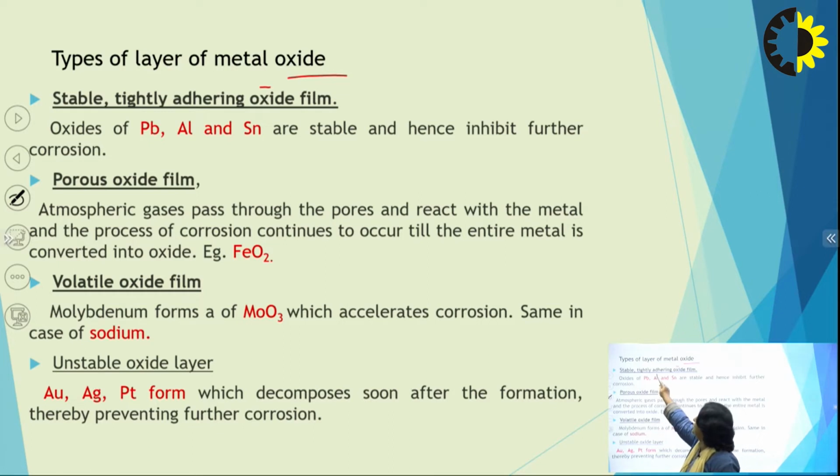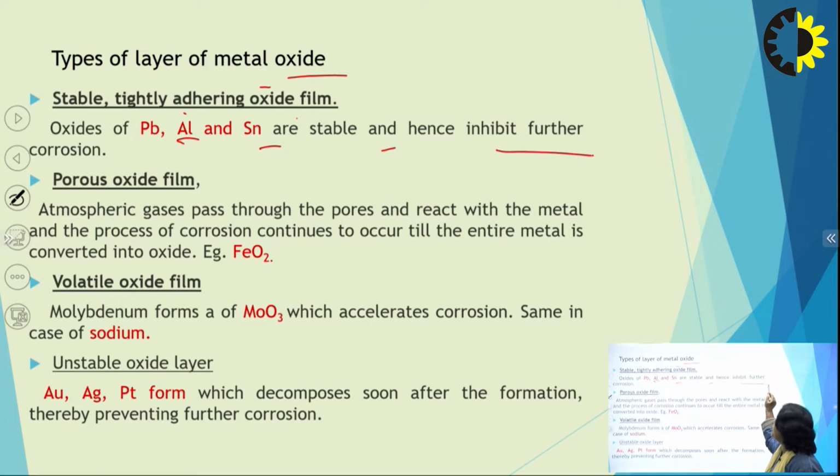The first one is the stable, tightly adherent oxide film. We have generally seen copper covered by the green copper oxide. Aluminium forms a black layer on its surface, which is referred to as aluminium oxide, and tin also does the same. So these oxides of copper, aluminium and tin are stable, hence they inhibit further corrosion.